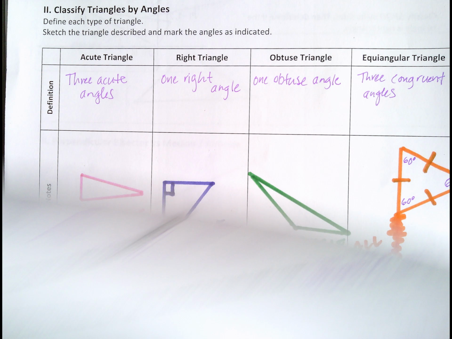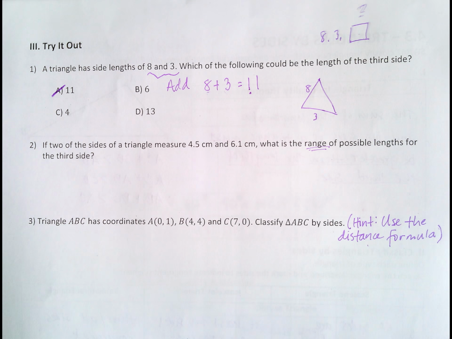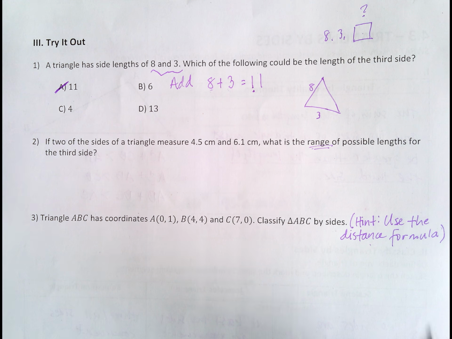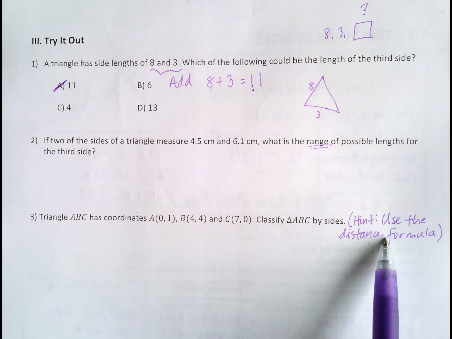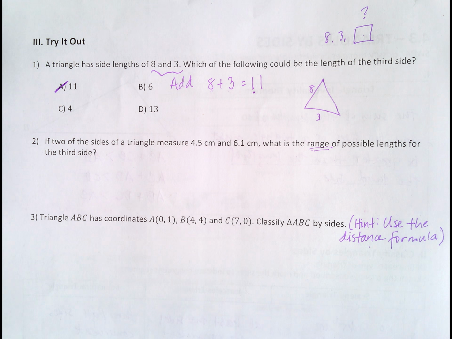This is kind of a shorter lesson, but we are going to get to this question here, and we're going to do this one together. The other two you'll do by yourself. I did give you a hint for the last one. Just read that hint and apply it, please. It says here that a triangle has side lengths 8 and 3. Which of the following could be the length of the third side?